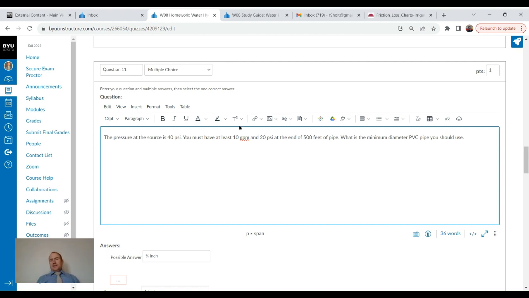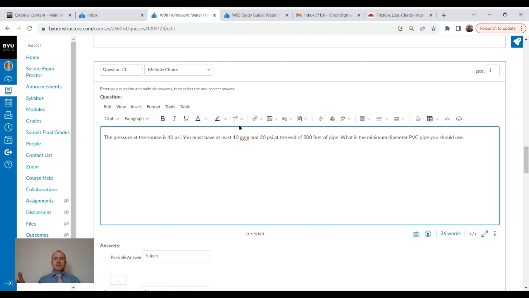So at the source, we're 40 psi. At the end of our pipe, for whatever we're doing there, we only need 20 psi. So we've got some leeway there. We can lose 20 psi along that whole length of pipe. That's acceptable in this situation. Okay, and we know we got 500 feet of pipe.